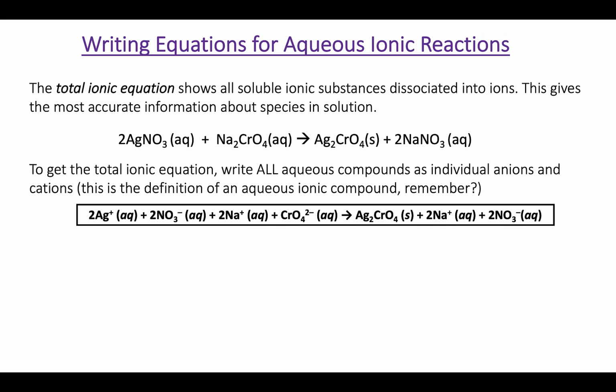Still aqueous. This is really the definition of these aqueous ionic compounds that dissociate completely, right? When we say AgNO3 aqueous, what we really mean is that it's existing not as an AgNO3 package, but as a silver ion and as a nitrate ion. And so that's our first part. We do the same thing for the sodium chromate, noting that there are 2 sodiums. So we end up with 2 Na+, and we end up with that CrO4 2-, our chromate. We don't break up the silver chromate, though, because it's solid. It's not going to be soluble, and it's not going to break up. So that one we leave as is.